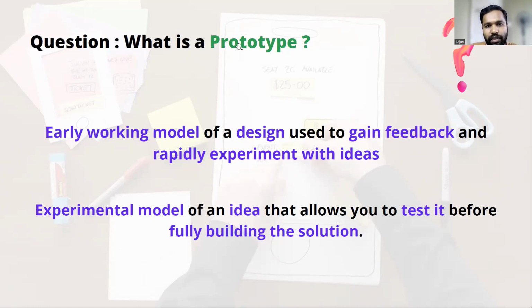So basically, a prototype here means, yes, it's an early working model, but the primary aim of building this prototype is to gain feedback and rapidly experiment with ideas. Because as I said before, when you are building a startup, you should not be afraid to fail, because the very purpose of doing a startup is to do something big enough so that you can build a big company. If you take any big company today, it all started as a very small company, like Microsoft, Amazon, Tesla.